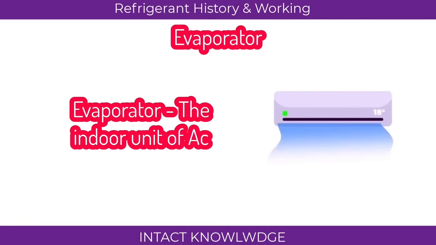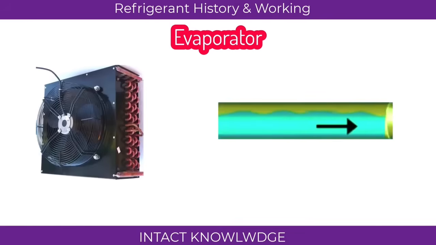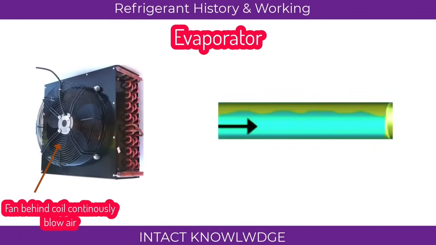First, let's see the evaporator. The evaporator is the indoor unit of the AC. When the refrigerant travels through the coil, the fan blower behind the coil continues to blow air.